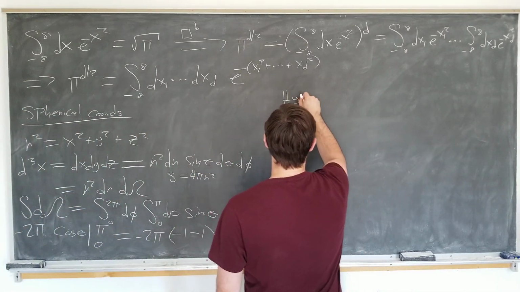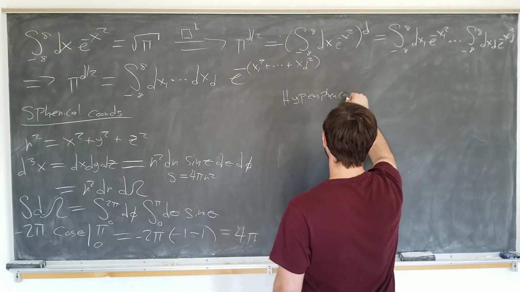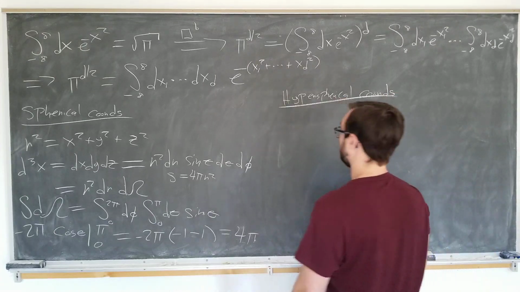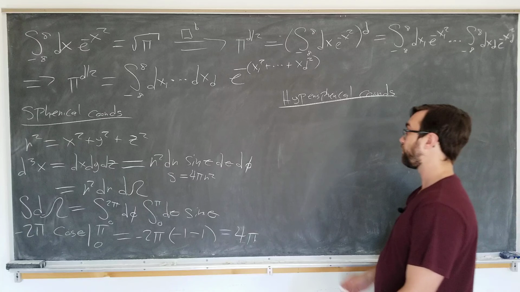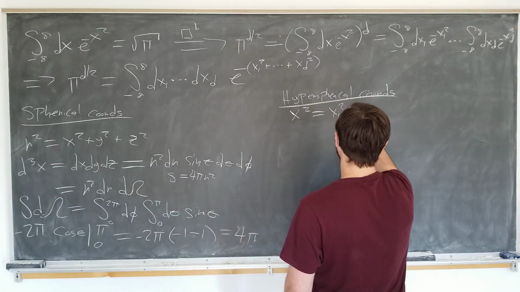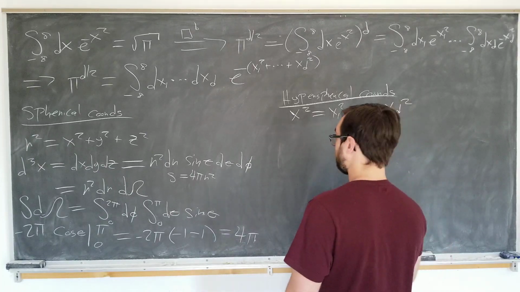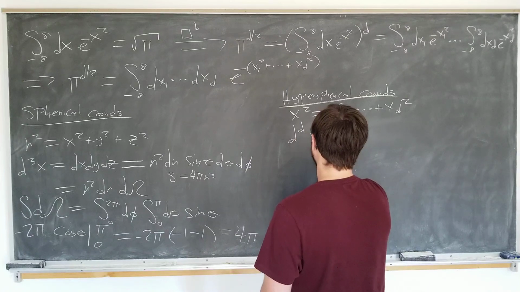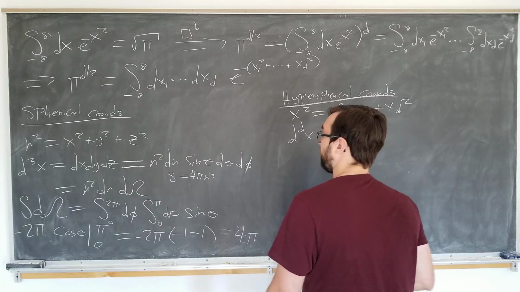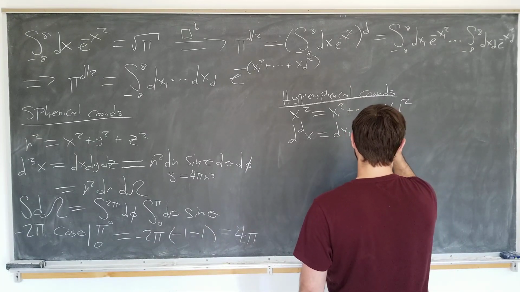So for hyperspherical coordinates, sorry, I can't spell, it doesn't matter. Now we're going to define our d-dimensional radial coordinate. We're going to call it x. X squared is x1 squared, and we add them all up until we get to xd squared. And now we have our volume element d^d x, so we have d coordinates. This is just dx1 multiplied through dxd.